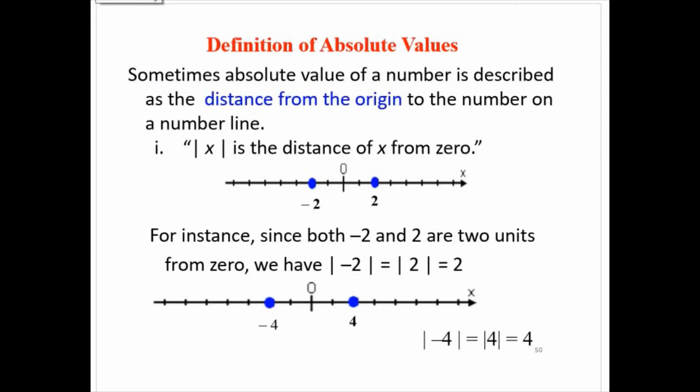Definitions of absolute values. Sometimes the absolute value of a number is described as the distance from the origin to the number on a number line. Modulus x is the distance of x from 0. For instance, since both -2 and 2 are 2 units from 0, we have |-2| = |2| = 2. An example here, we have 4. So the distance between 0 and 4 is 4, and the distance between 0 and -4 is also 4. So absolute value is the distance from the origin.